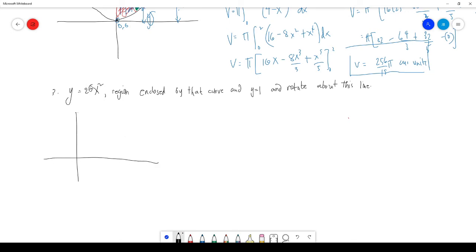This is negative, and this is x, right? So this is a parabola which is going downward because of the negative sign, and it will start at 2. Y is equal to 2. So it will look like this.